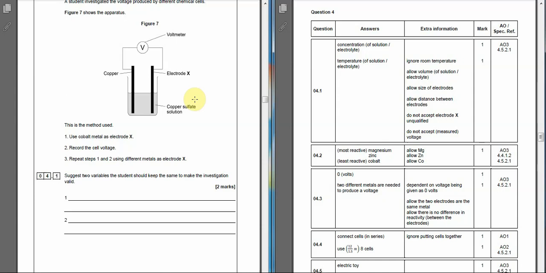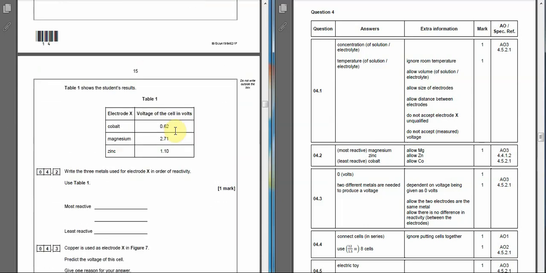When we're looking at the electrodes, you could say the size of the copper electrode or the distance between them. They weren't really commonly talked about. If you're saying that you need to keep the voltage the same, you're misunderstanding the investigation here. You're measuring the voltage, you're not putting an input voltage into it, which should become clear as we go on to the next question.